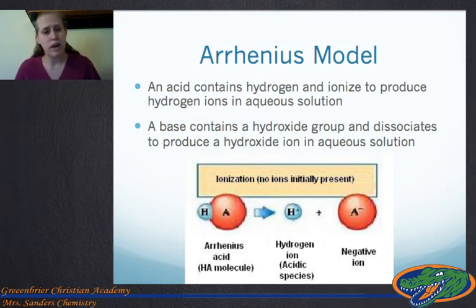Now, in the Arrhenius model, he's going to describe a base as something that contains the hydroxide group so that when it is put in water and it separates and dissolves into an aqueous solution, it's going to end up having an OH group floating around, which is our hydroxide. So notice that's the difference between the Arrhenius acid and base. One is going to produce hydrogen or hydronium. The other is always going to produce hydroxide.